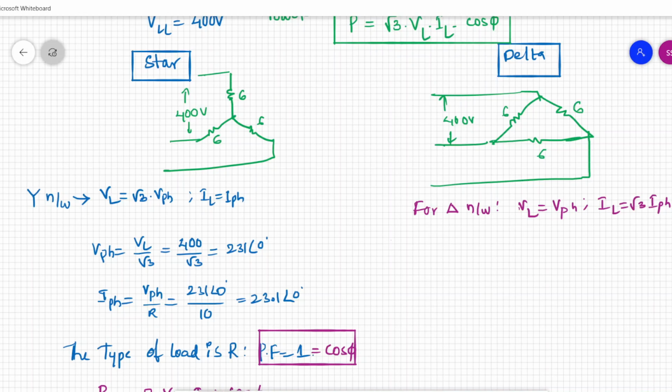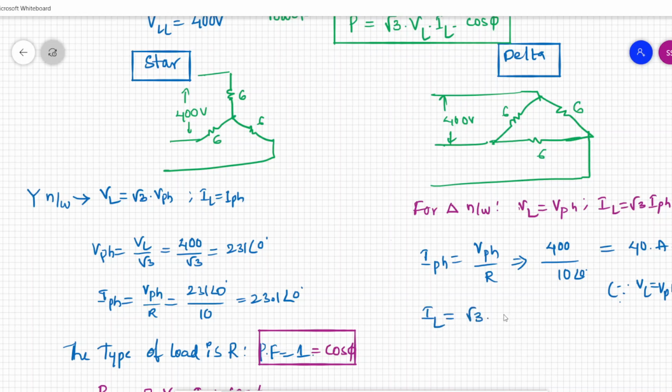Okay, so let us find I phase here. I phase equal to V phase by R, where V phase equal to VL, so it will be 400 by 10 at an angle of 0 degrees, that will be 40 amperes. The phase current is 40 amperes, since VL equal to V phase, which equals 400 volts. Now we could find IL, which equals root 3 times I phase, or you can directly find the power here, because we have V phase and I phase. V phase is 400 at an angle of 0 degrees, I phase is 40 amperes. So we can find the power directly here.